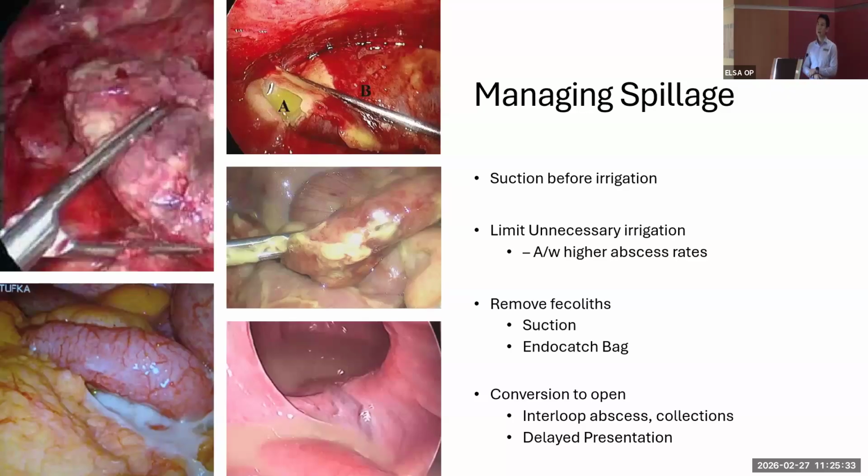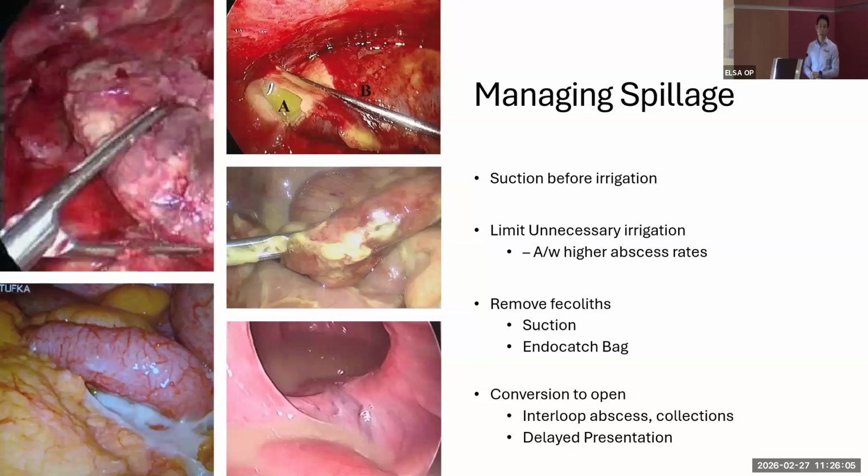before irrigating. Limit unnecessary irrigation. It's also very important to remove any fecaliths or any bits of feces that may come out after you cut the appendix or are floating around because it's perforated. You can either use the suction to suck it out, but sometimes it doesn't work. You may have to place them strategically so that when you put in the bag to remove the appendix, you can place all of them into the bag as well.